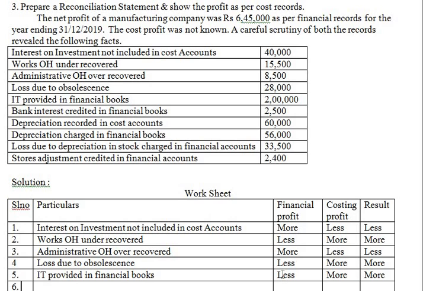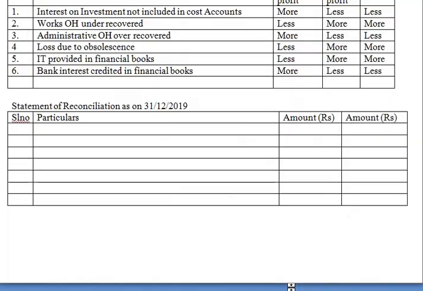Now, sixth point. Bank interest credited in financial books. As it is credited to financial books, your profit will be more in the financial accounts, costing profit will be less, and your result will also be less.